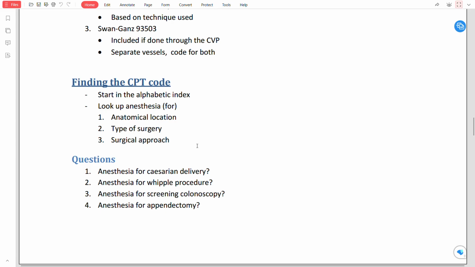Okay. So here are the questions. First of all, anesthesia for cesarean delivery. Here the anatomical location is the abdomen, as it's a cesarean delivery. And also the type of surgery done is a cesarean. Okay, and also the surgical approach is in the documentation. The surgeon describes any surgical related procedure or any other surgical procedure related to the patient, you have to mention that also. So these are the questions.